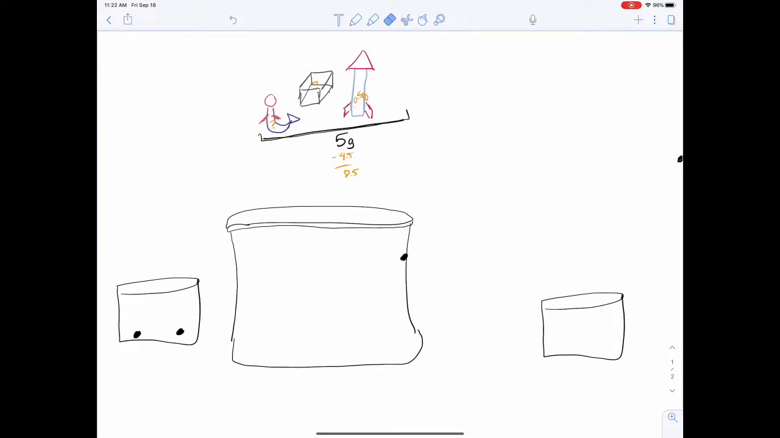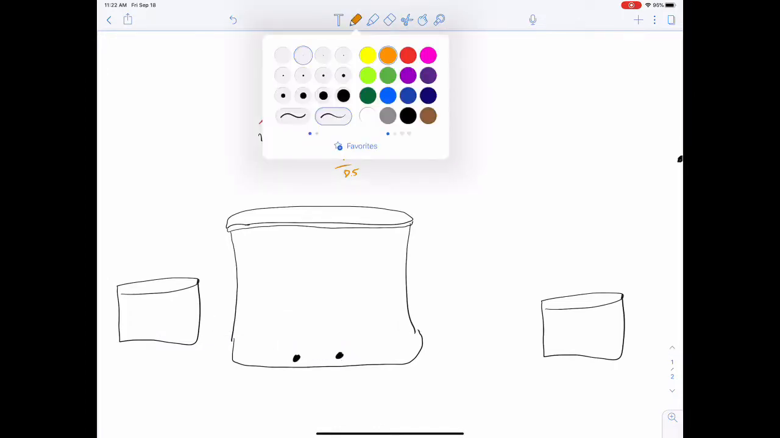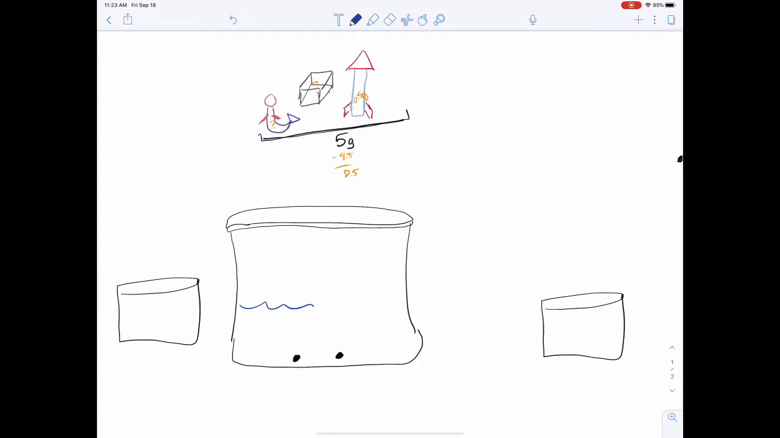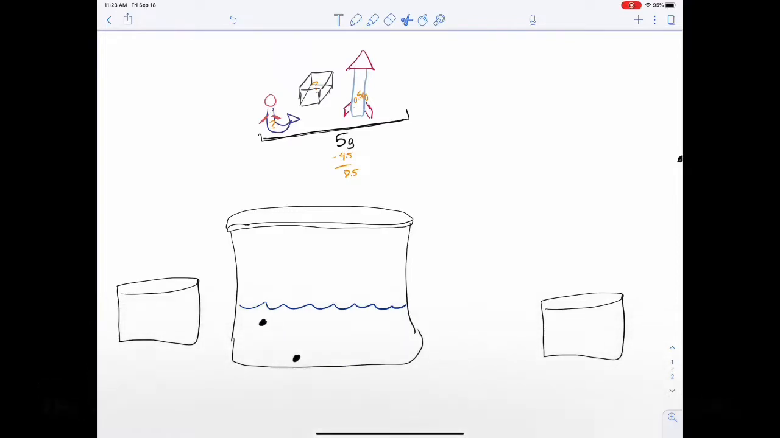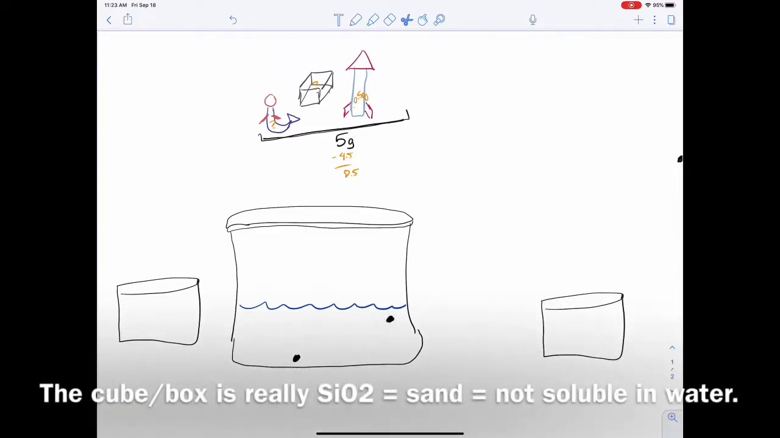Now we need to separate the remaining 2 compounds in the mixture. So let's take another beaker. We'll pour them in the beaker. We're going to add water. That's because we know that the mermaid likes water, and we want the mermaid to swim away and separate from the block, the cube. So look at our mermaid. It's swimming around. It's getting in the water and dissolving in the water.